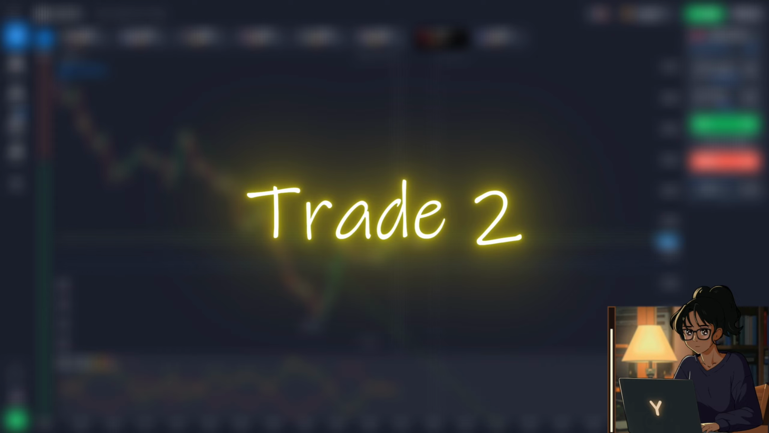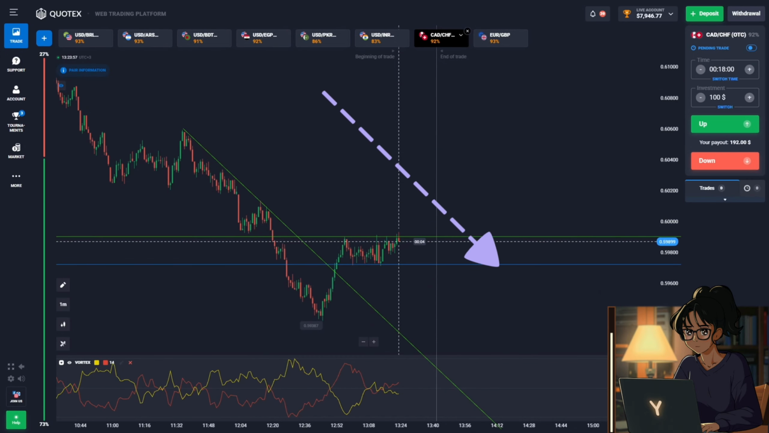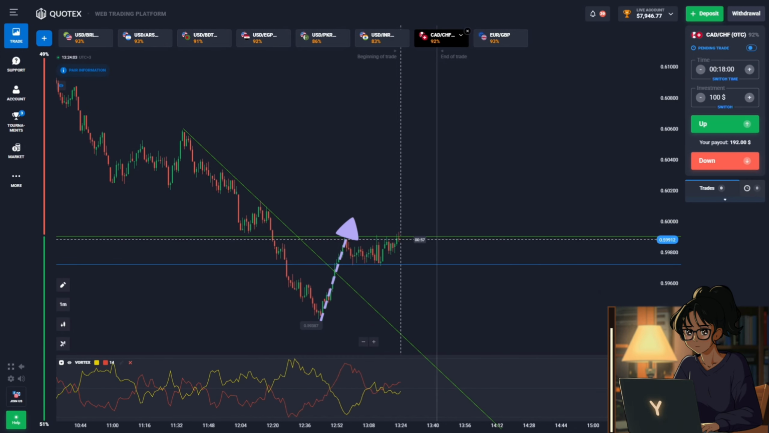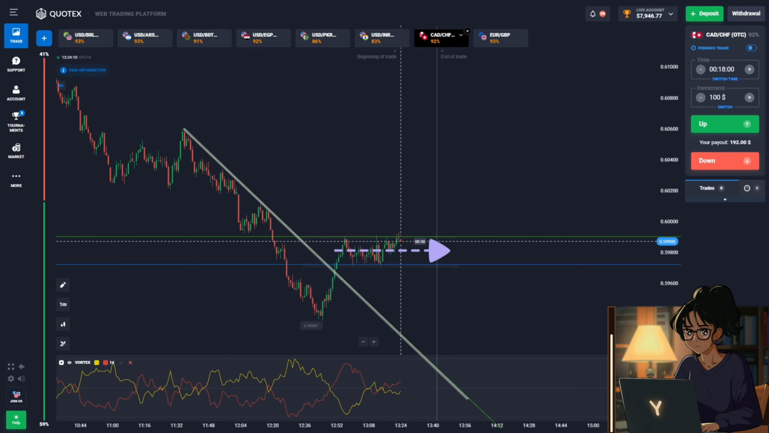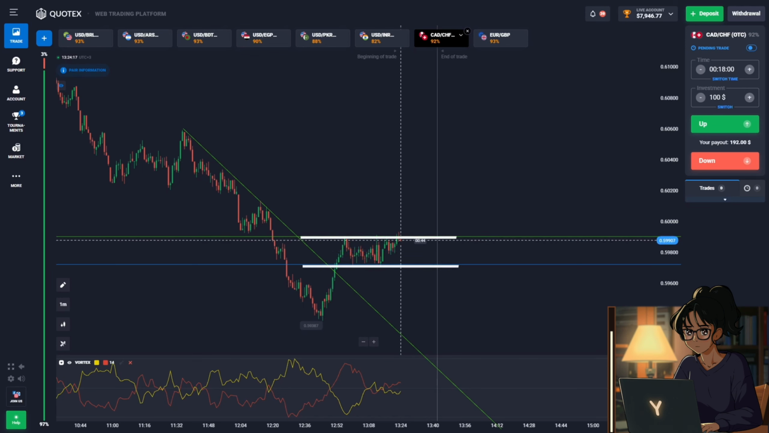Trade number 2. Now a different setup, downtrend. First, price breaks the trend line, then starts moving sideways between two levels. Classic consolidation. This is where I use the back to trend strategy. I wait for price to move back in the direction of the trend.